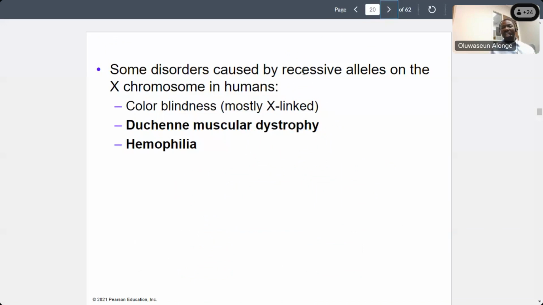All right, some disorders caused by recessive alleles on the X chromosome in humans. Color blindness is part of it, and is the most common. Duchenne muscular dystrophy and hemophilia are also recessive disorders.